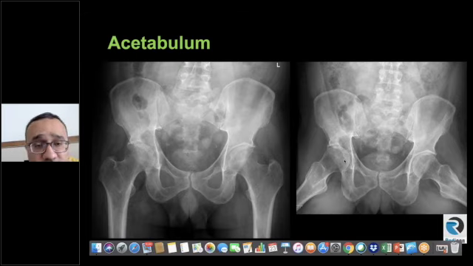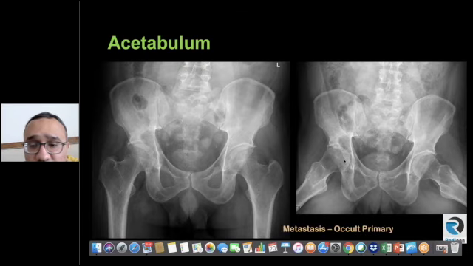Again, subarticular lytic lesion, you have to think about GCT, but it could be metastases or myeloma. In this case, it was biopsied, came back as adenocarcinoma, but we didn't find the primary. So it's a metastasis of an occult primary. So think about the acetabulum.